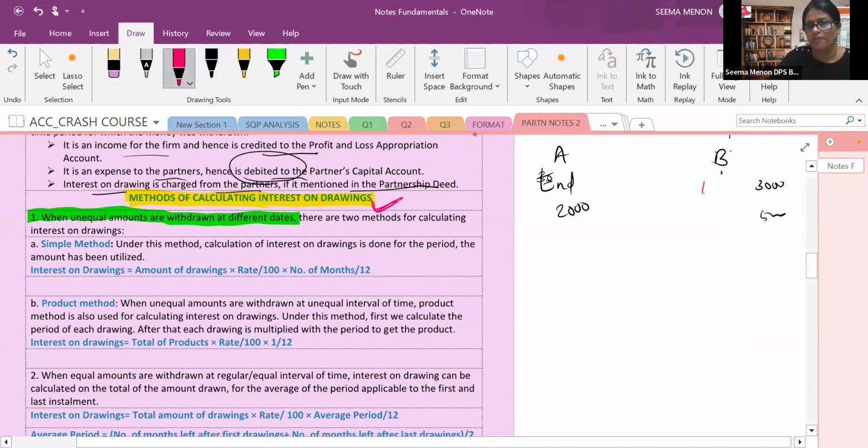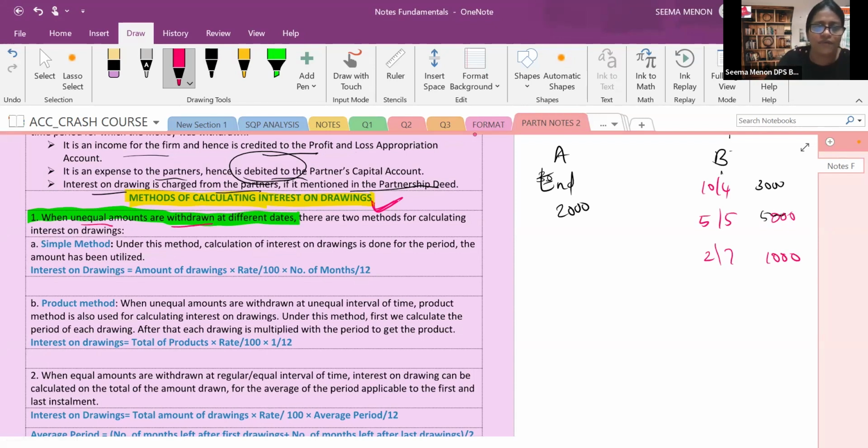Then in June there is no withdrawal, then on 2nd July he again withdraws 5000, and so on. This is irregular. Irregular means uneven withdrawal. So both the amount is unequal and the dates are different. So this is the case of whom? B. It is B's case.